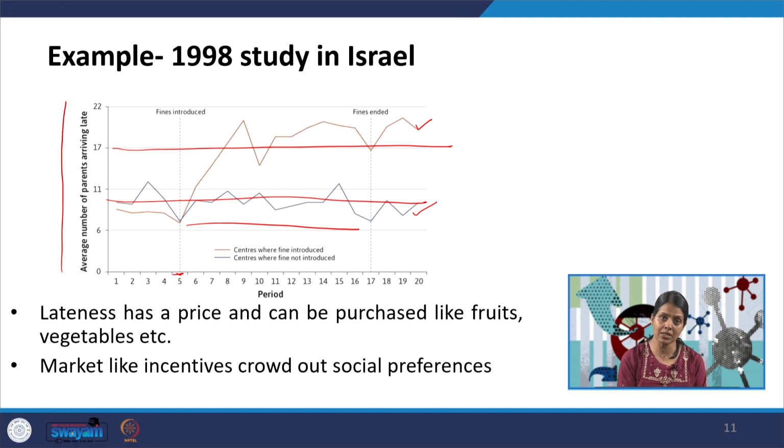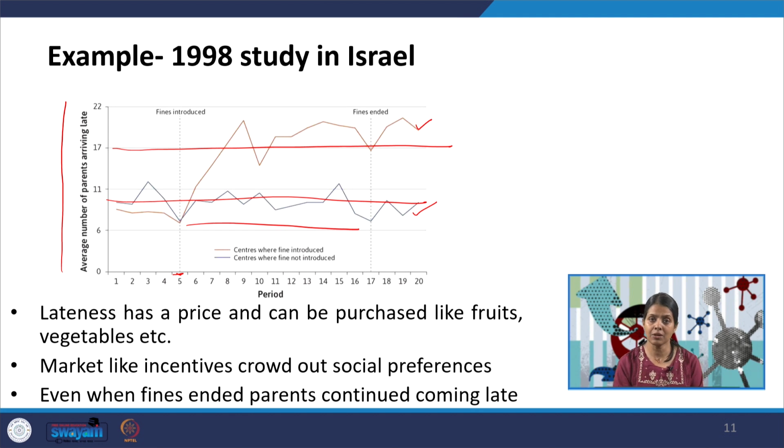So, arriving on time to pick up my child is my duty towards society, as a result of which they were arriving roughly on time, some days slightly late. But when prices are introduced, it almost behaves like a market. So, now you can purchase their time. That is why it is said that market-like incentives crowded out social preferences.